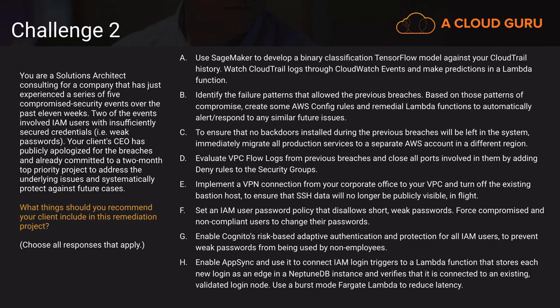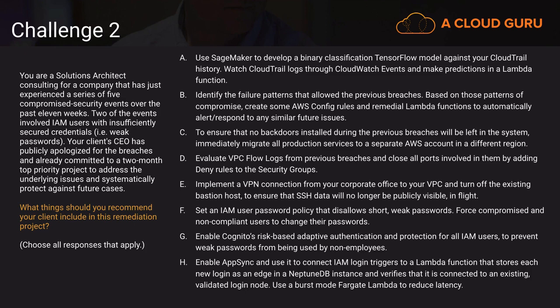So for option E, I could implement a VPN connection from our corporate office and ensure that SSH data will no longer be publicly visible in flight. Well, right off the bat, I can eliminate that one because it again contains a fallacy. SSH data is not publicly visible in flight. SSH data is encrypted. So I can get rid of that one.